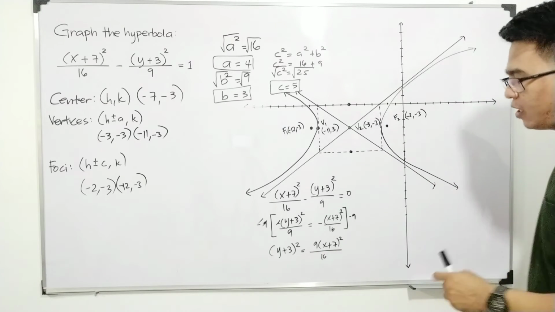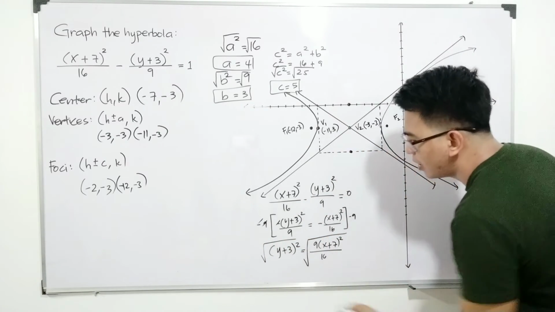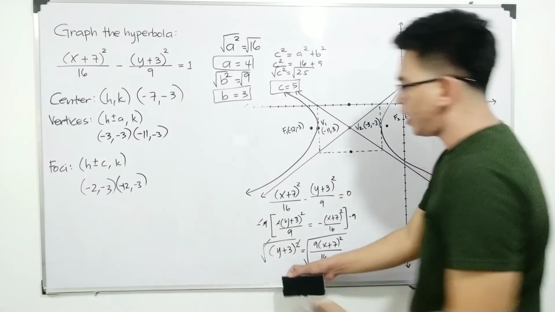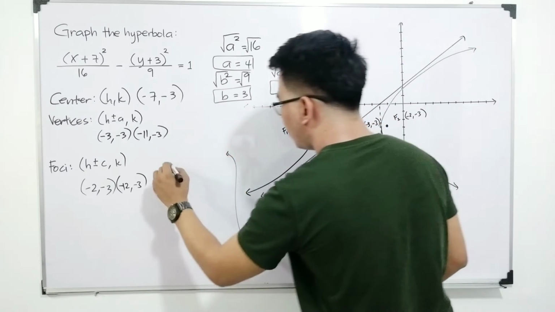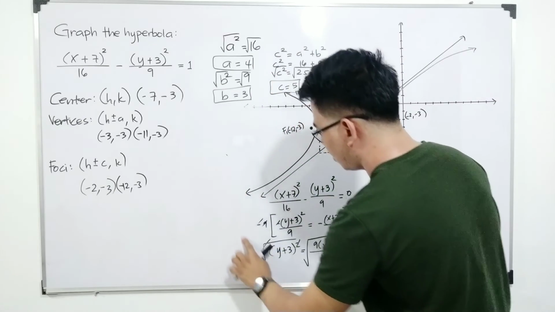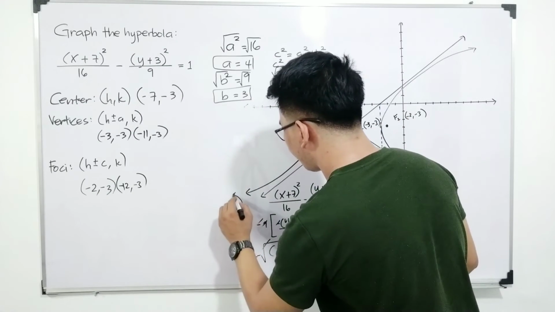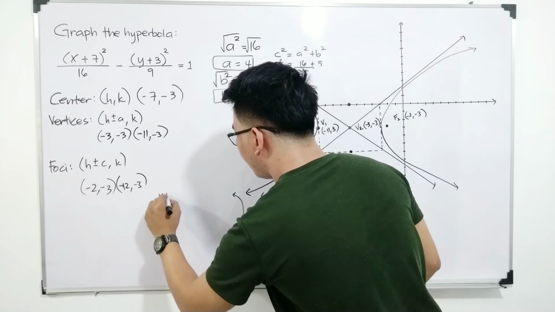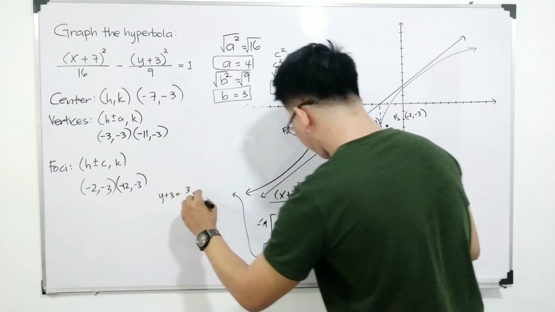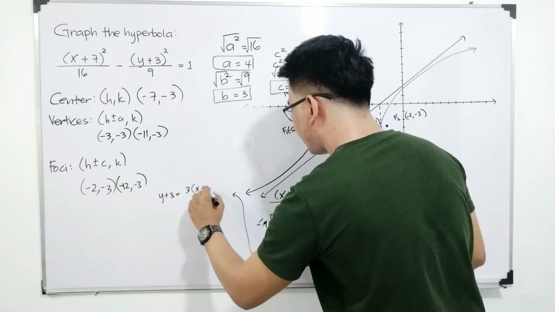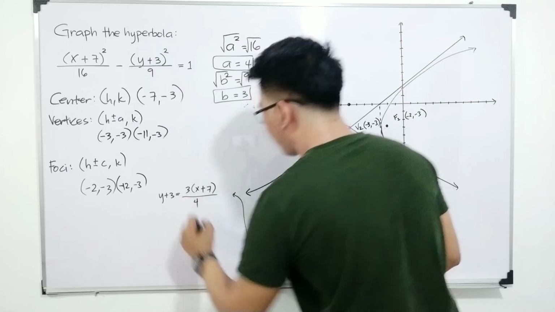Ang next natin gagawin is to extract the square root. Kunin yung square root nito, square root nito. Cancel, cancel. Continue natin dito guys. It will become y plus 3 is equal to, pag ginawa natin square root ito, that is 3 times x plus 7 over 4. Yan ang mismo yan.